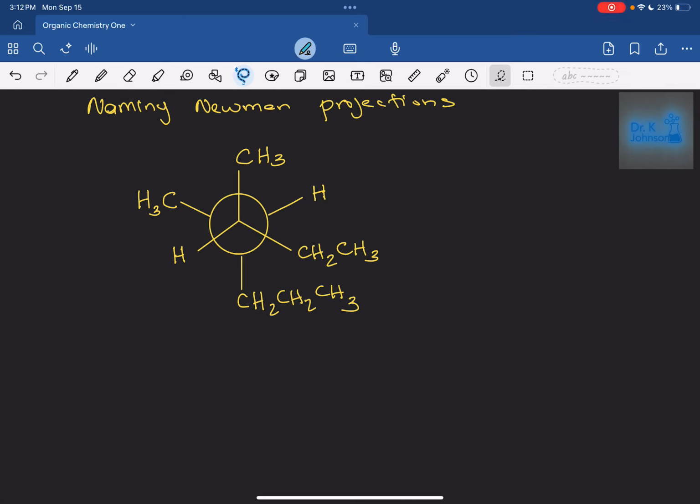Let's talk about how to name a Newman projection. So, in essence, given a Newman projection, we want its IUPAC name. From my previous video, you would have seen that your front carbon is right here. The big circle represents the back carbon. So the first thing you need to draw is the front carbon bonded to the back carbon, because that is true. The front carbon is bonded to the back carbon, which is the big circle.